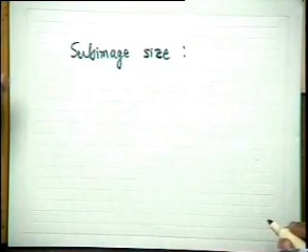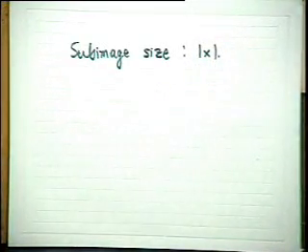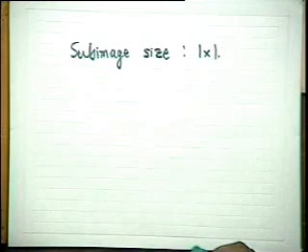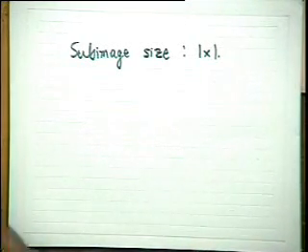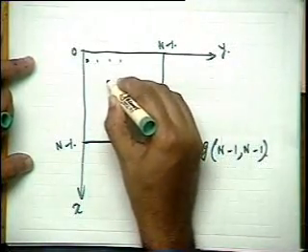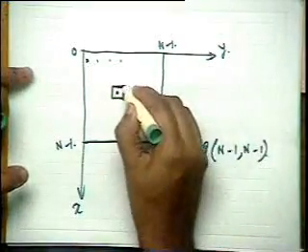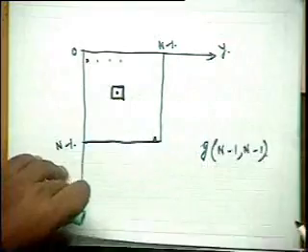Yes, 1 by 1. 1 by 1 could be the subimage size, and what does it mean? That means it is the pixel xy itself. So if I go over to a pixel xy, then g of xy is a function of f of xy only. It is not a function of f of x minus 1 y, f of x plus 1 y, all these things. It is a function of f of xy only.